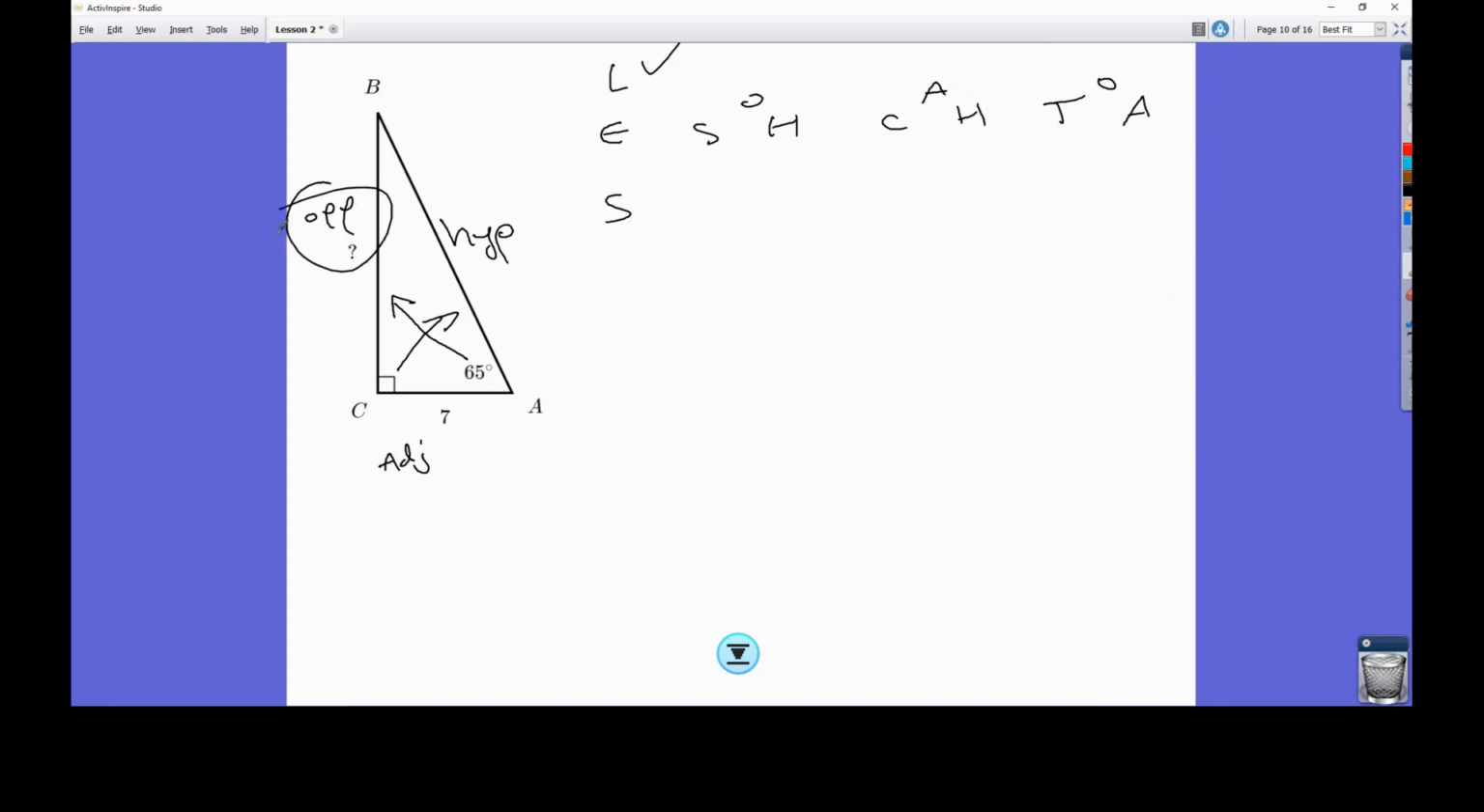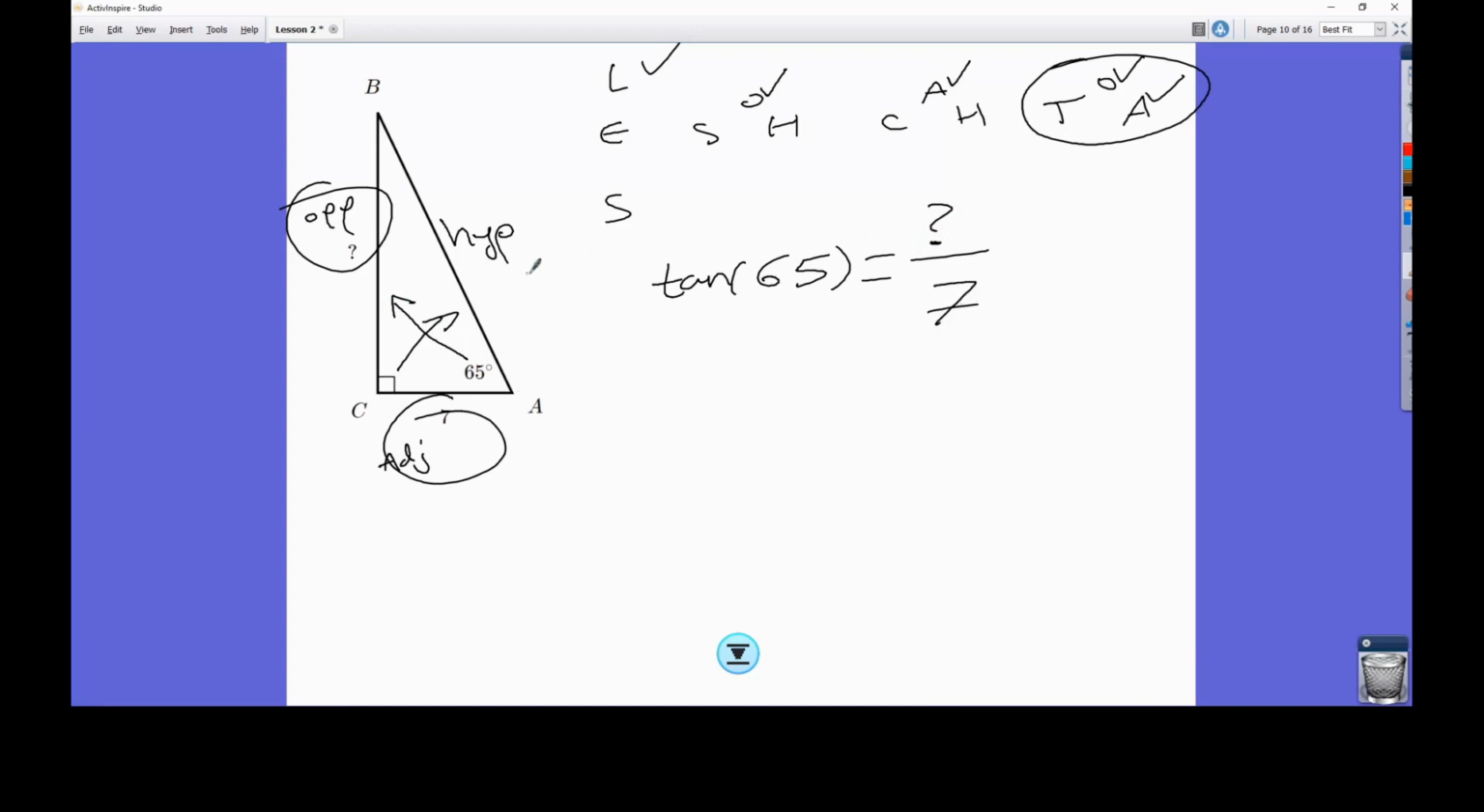So in this question, I want the opposite. I have the adjacent. So that means it's O and A that I will tick. In the first equation I only have O. In the second I have A but don't have O. In the third, O and A. So again, this is going to be a tangent problem. Now I want to write my equation and solve it. Tan 65 is going to be the opposite to 65, which is unknown, over the adjacent to 65, which is 7. I want to get rid of the 7 to leave the question mark on its own. To do that, I would have to multiply both sides by 7. So I end up with the question mark being 7 times tan of 65 degrees.